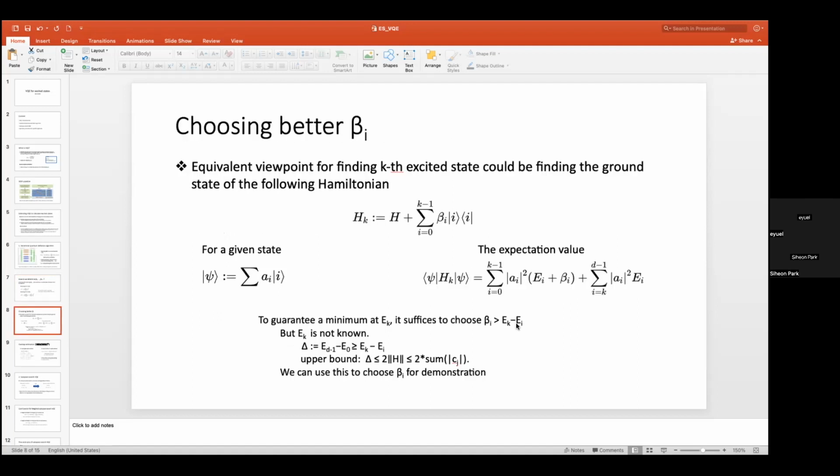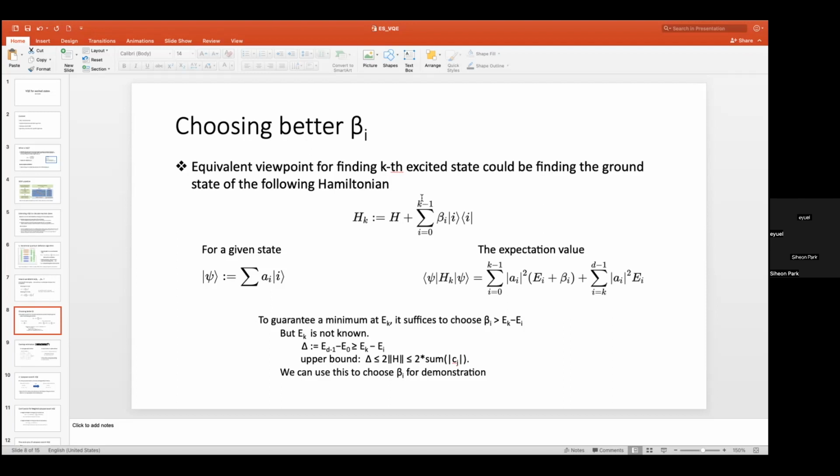So how do we choose a beta or beta I? In order to choose a beta or beta I, we can just view the Hamiltonian in this form. Actually, one way of finding the excited state energy could be, without modifying the Hamiltonian, just adding a certain penalty term on the cost function, and then just doing the optimization loop.